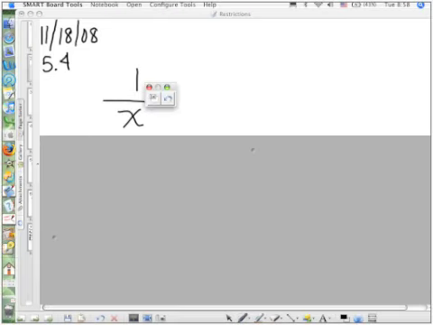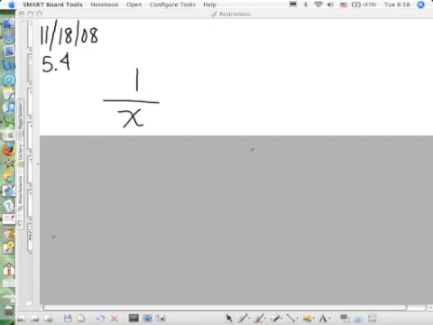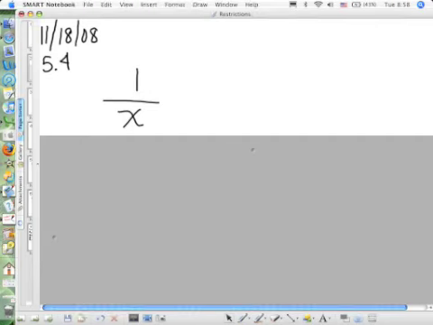So we would write that as a restriction that x cannot equal 0, which means x can equal anything else. It can be a positive number, a negative number, a fraction, a decimal, whatever. But it cannot equal 0 because if it is, then that entire fraction is undefined and it cannot exist.